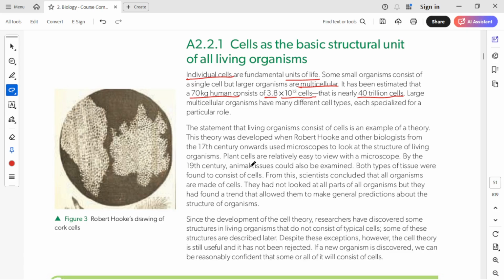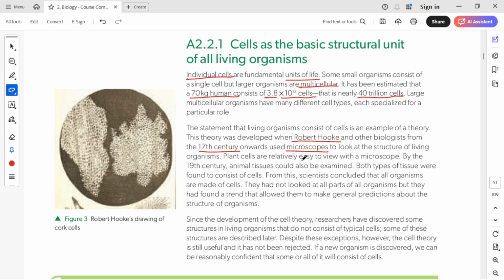So the group of cells have been destined, or given different functions to do in the body. Now, the statement that living organisms consist of cells is an example of a theory. The theory was developed when Robert Hooke and other biologists from the 17th century onwards used microscopes. He was the first one to use the microscope to look at the structure of living organisms.